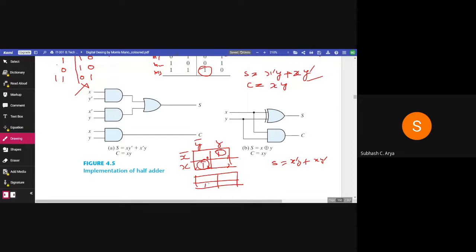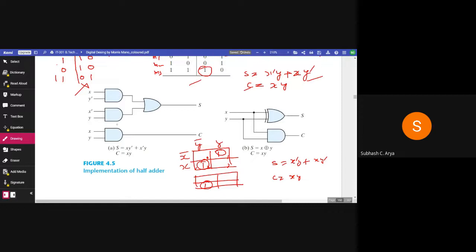So M3 is here, make this one, and carry is equal to x, y. Using Karnaugh map also, we can write. For this particular case, this problem is very simple, so we are writing straightforward. Even Karnaugh map does not give any further simplification. So once we understand the expression of sum and carry, then we simply realize the circuit.